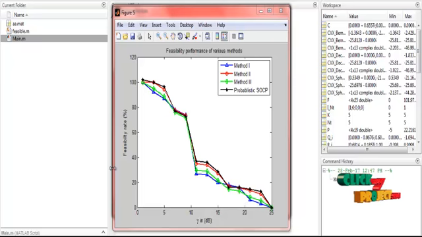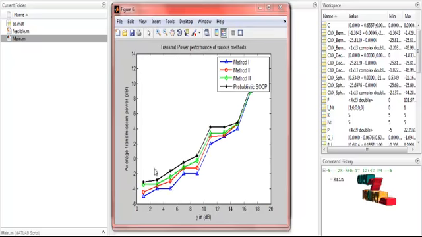These are the feasible rates calculated against gamma, in percentage, and gamma in dB. In this figure, the x-axis shows gamma in dB, and the y-axis shows average transmission power in dB, giving the transmit power performance of the various methods: method 1 and 2, and finally the probabilistic SOCP. So this is the transmitted power performance, the average transmission power in dB for the probabilistic SOCP.